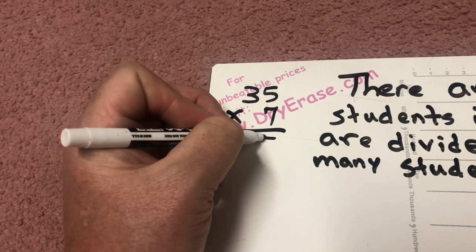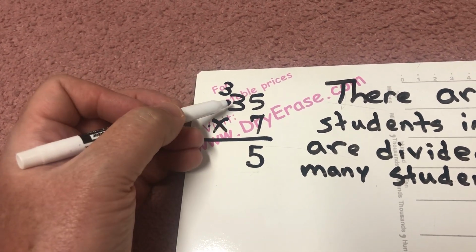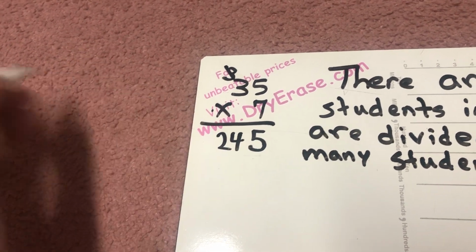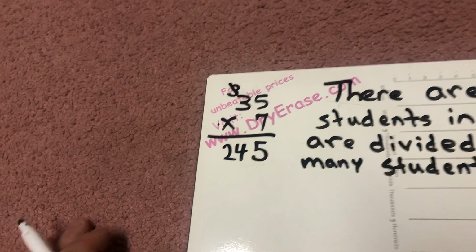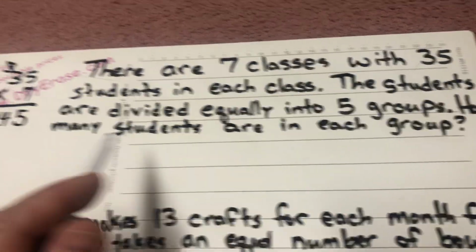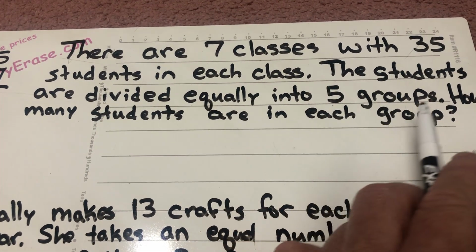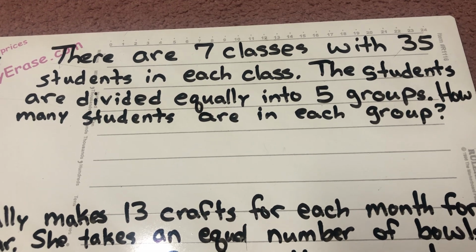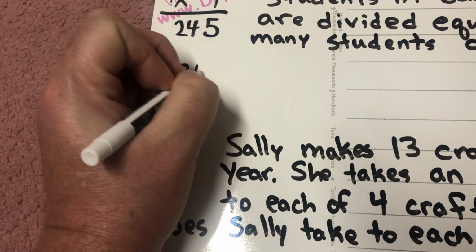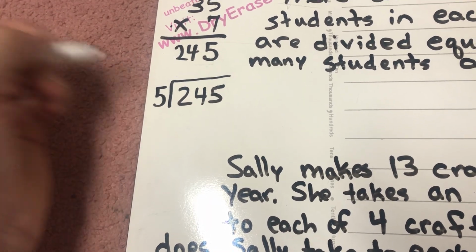So 7 times 5 is 35. Put the 5 down, carry the 3. 7 times 3 is 21, plus the 3 is 24. I get 245. Then it tells me the students are divided equally into 5 groups. Well, there's 245 students, and they're being divided equally into 5 groups. So that sounds like a division problem to me, of 245 being divided by 5.